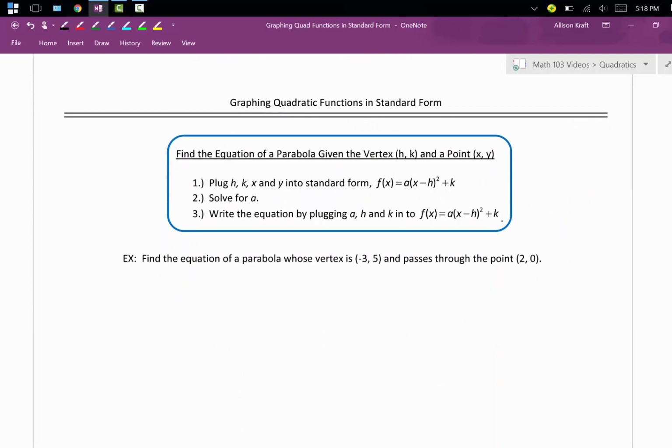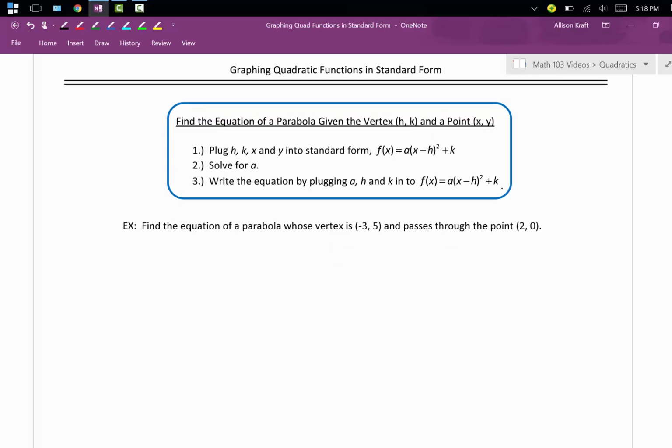Now that we're familiar with the standard form of a quadratic function, we can use this form to help us write the equation of a parabola given the vertex and a point. To write this equation, we start by plugging h, k, x, and y into our standard form. Remember that f of x is just the same as y. So when we plug in these numbers, the only variable that's going to be left is a. So we solve for a.